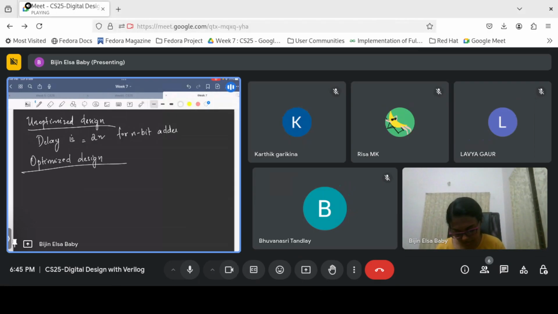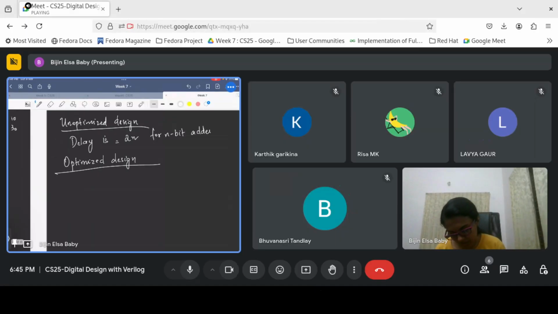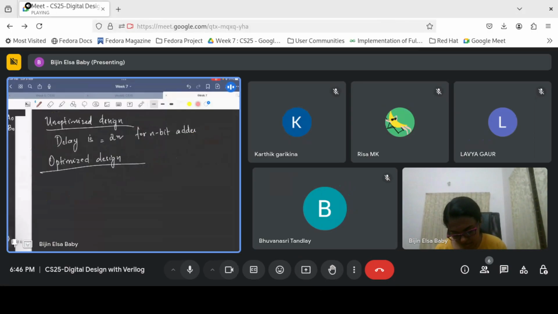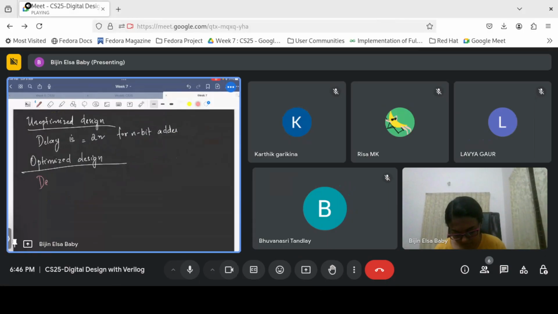For the optimized design, which is the critical part? Here, for getting the sum, this is the part, and for getting the carry, this is the part. So you have three gates. If you assume one delay for one gate is 1 nanosecond, then it will be 3 nanoseconds. So for an n-bit adder, the delay is 3n.